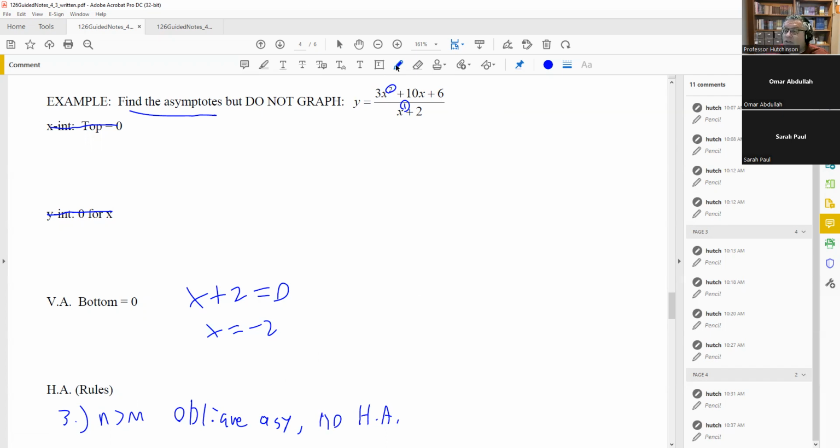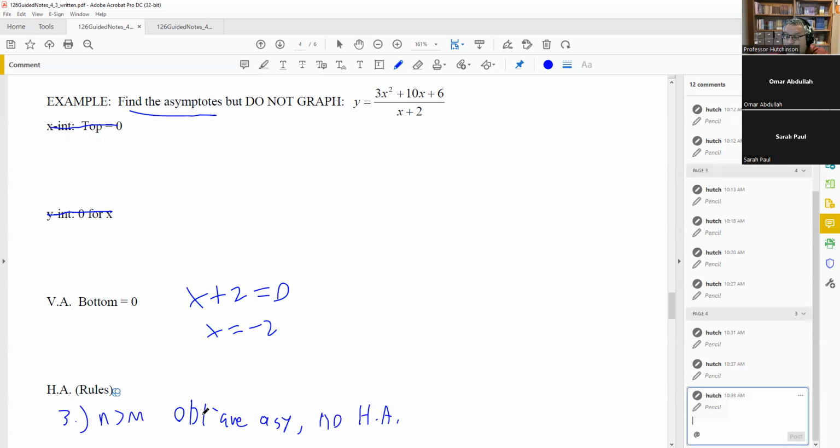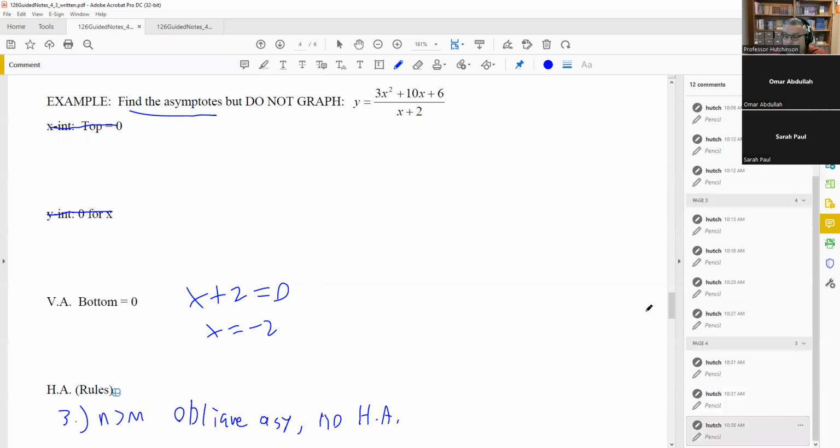However, in this case, let me go ahead and erase this so we can see this more clearly. In this case, what we have to do is divide this now, because it's not just enough to say it has an oblique asymptote. Besides saying oblique, they want us to find out what the equation is. So I know we don't have a horizontal, but if there's no horizontal, I still want you to find the equation of the oblique. In order to do that, we have to divide this.